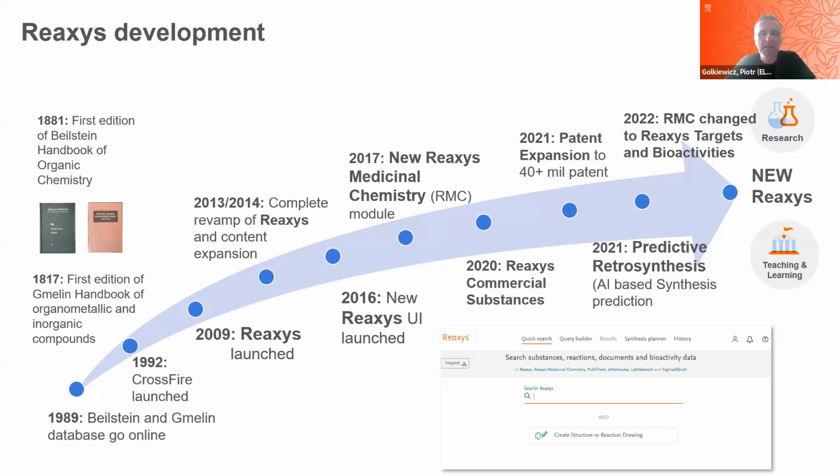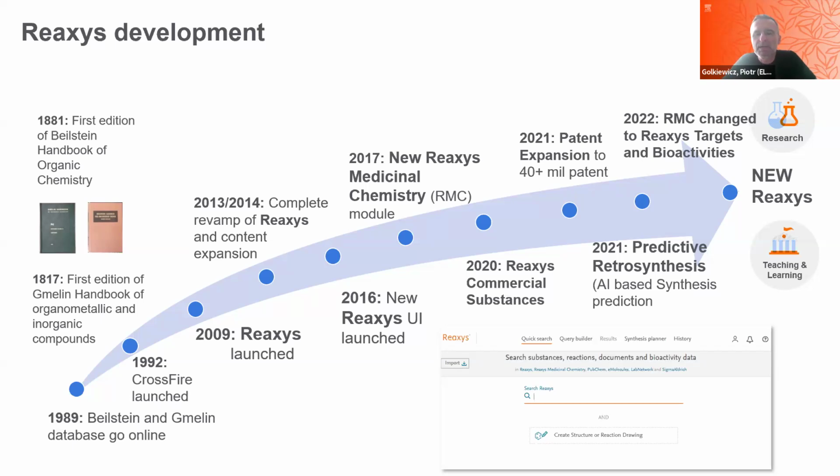So talking about Reaxys, it's a database with a very long heritage, starting with Beilstein and Gmelin, organic chemistry. Reaxys as a database was launched in 2009. Before it was Crossfire Beilstein. And since then, we are first of all adding a lot of content and also adding a lot of functionalities. Functionalities like the new user interface in 2016, the new Reaxys medicinal chemistry module, which is now called Reaxys Targets and Bioactivities, which is, to my knowledge, the biggest available database of biological activity.